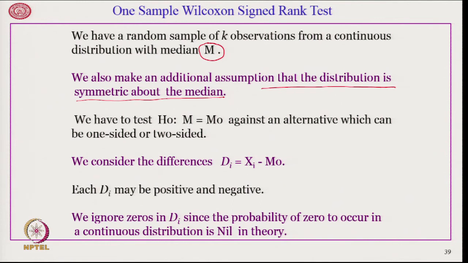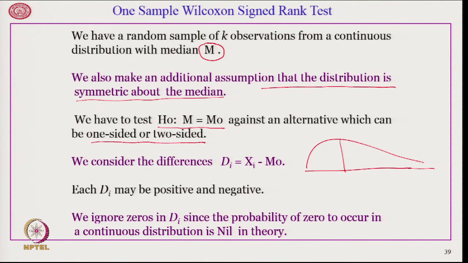It is not necessary that all distributions are symmetric about the median. For example, if it is a positively skewed distribution, then the median may come somewhere here and we can see that it is not symmetric around that median, but that will not work for applying the Wilcoxon signed rank test. So, this assumption is needed and we are testing H naught: m is equal to m naught against an alternative which can be one sided or two sided. This I have already explained, so I am not going to repeat that here.